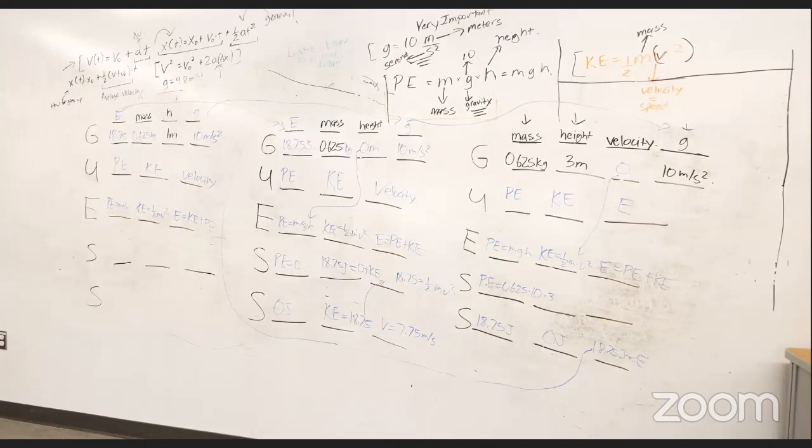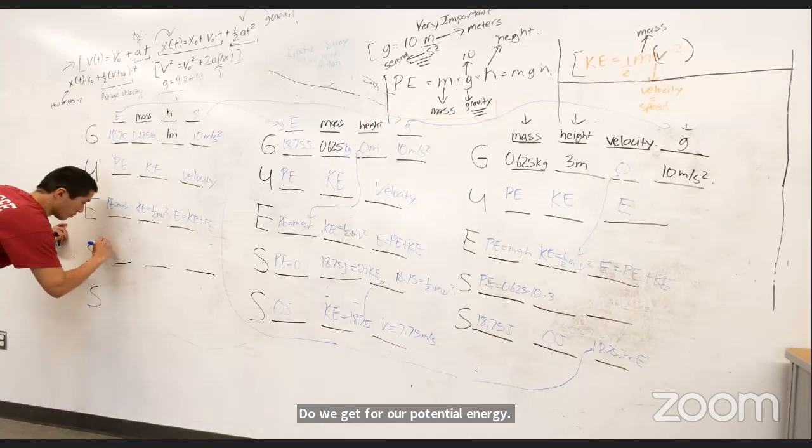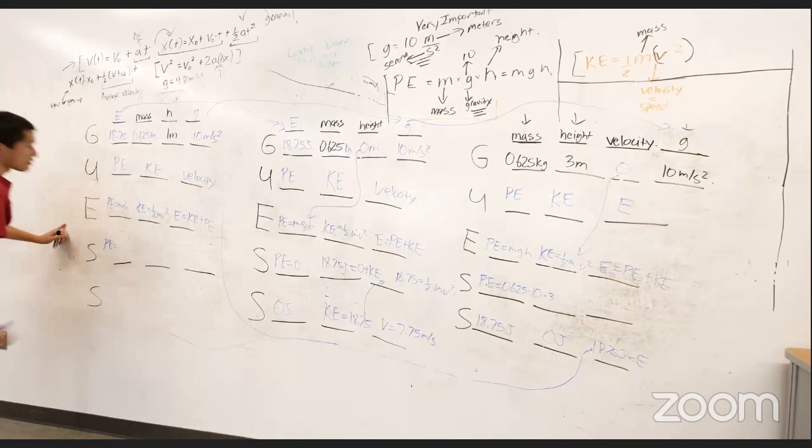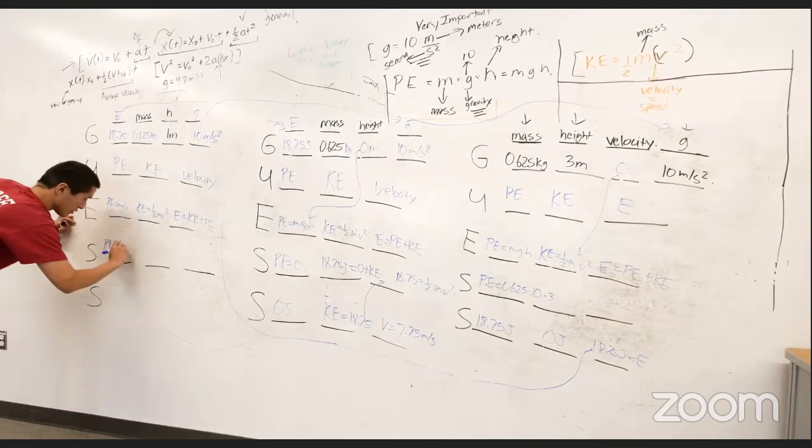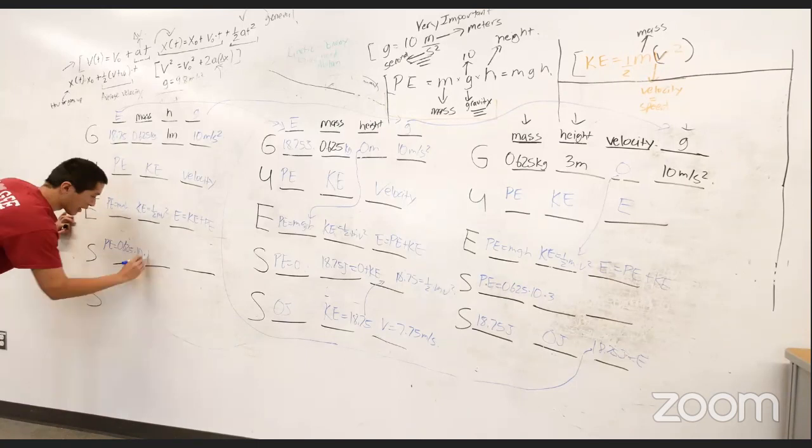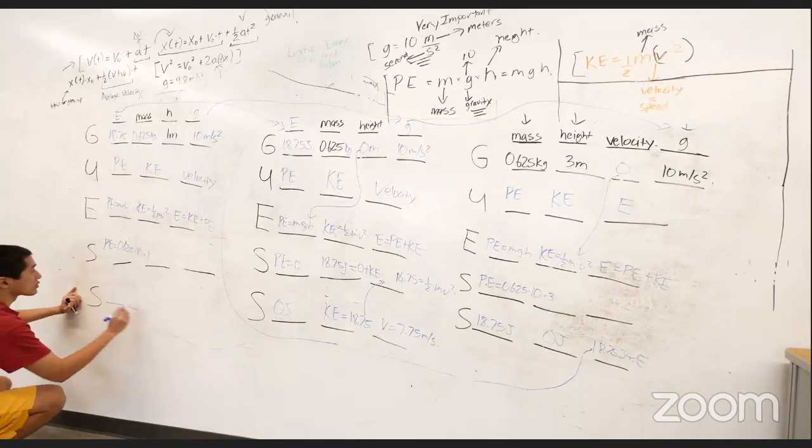Did anyone get an answer for our potential energy? Anyone get an answer? What do we get for our potential energy? Do this: we're going to take our mass, which is 0.625. We're going to multiply by our gravity, which is 10. Multiply by our height, which is 1. We're going to get our potential energy is 6.25 joules.